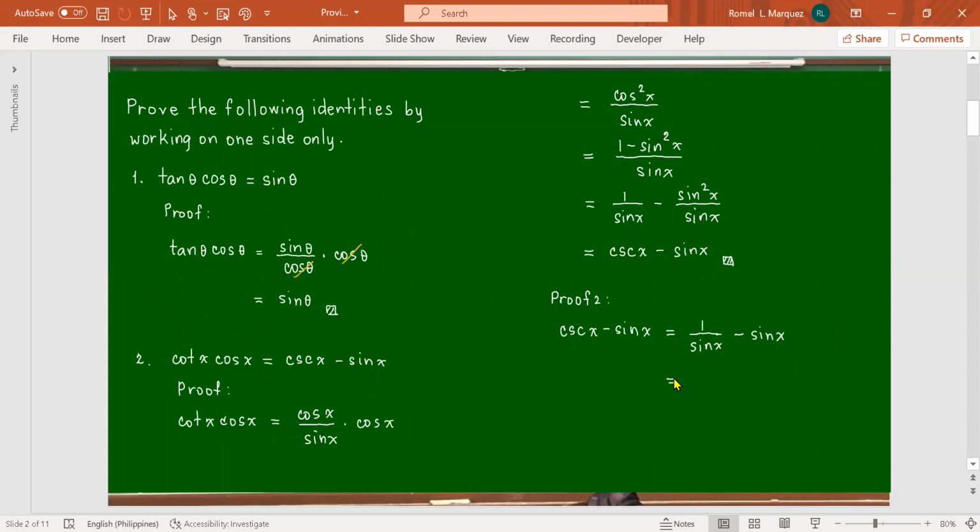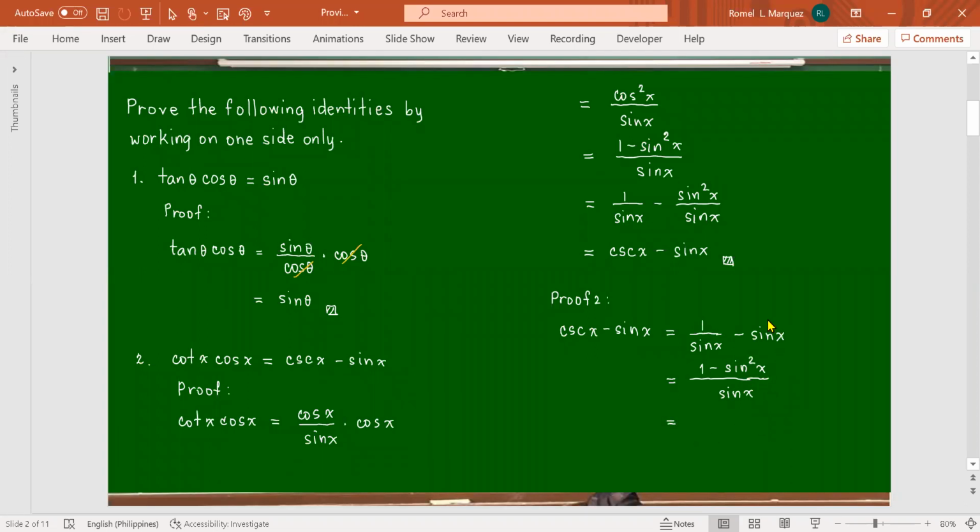So let's combine these two terms into a single term. Getting the LCD, the LCD is sine x. Sine x divided by sine x is equal to 1 times 1. So we have 1 minus sine x times sine x, that is sine squared x, all over sine x. Okay, guys? What comes next?